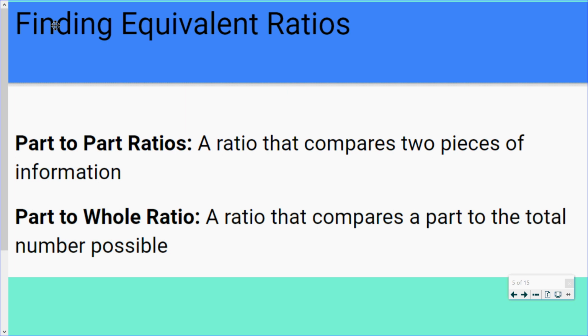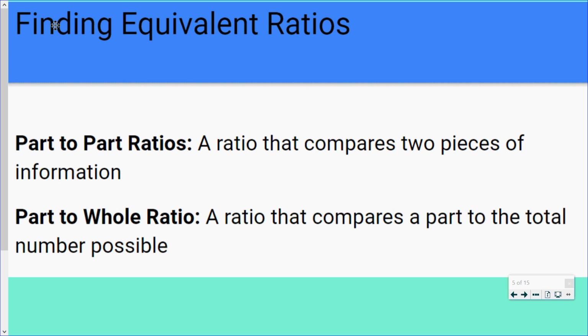Or I could say teachers to students. Another part to part. So there's a lot of different ways you can break that information down as a part to part ratio. I can also look at it as a part to whole. This is a ratio that compares a piece of the total to the total number of possible. So for the example we were just using, I could say the number of boys to the total students, or the number of girls to the total students, or the number of teachers to the total in the classroom. Make sense? Those are part to whole comparisons.